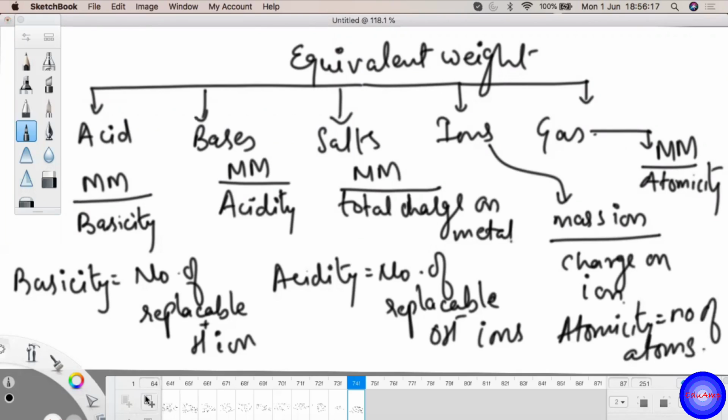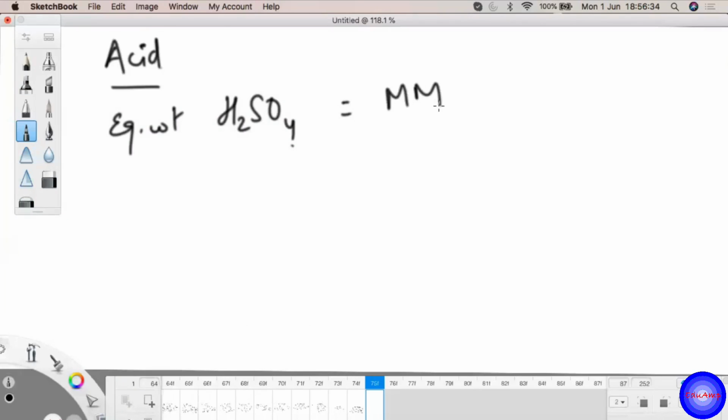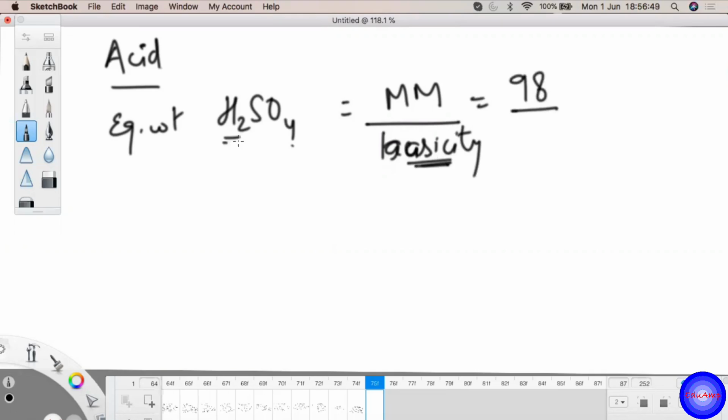Now let's start with equivalent weight of acids. For example, you have to calculate the equivalent weight of H2SO4. I will first calculate the molecular mass of H2SO4, and then divide by its basicity. Molecular mass of H2SO4 is 98, divided by basicity, the number of replaceable hydrogen. It can displace 2 hydrogen, therefore its basicity will be 2. That will be 49. So the equivalent weight will be 49.